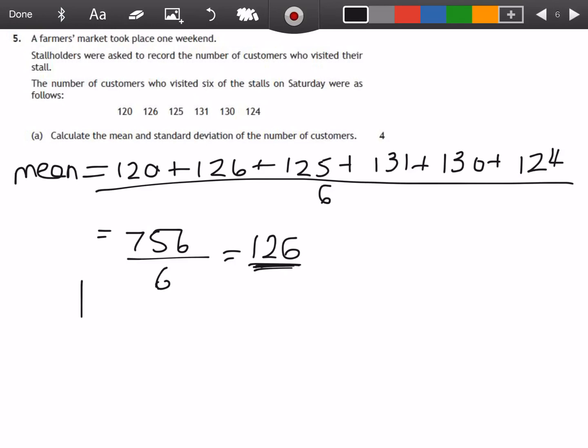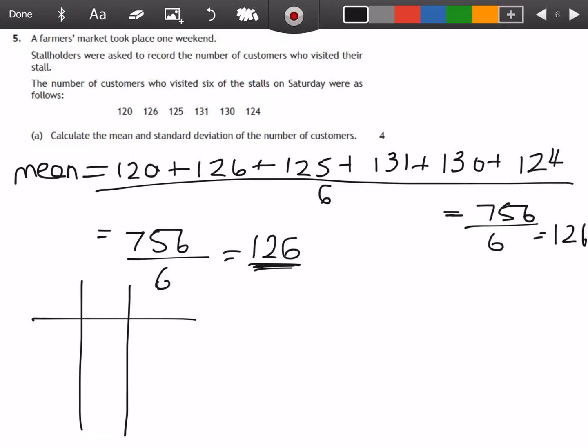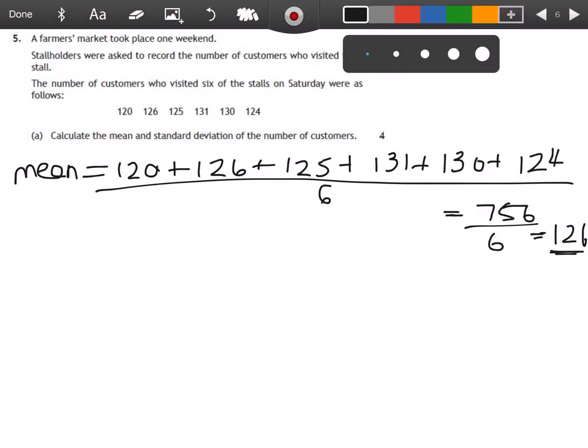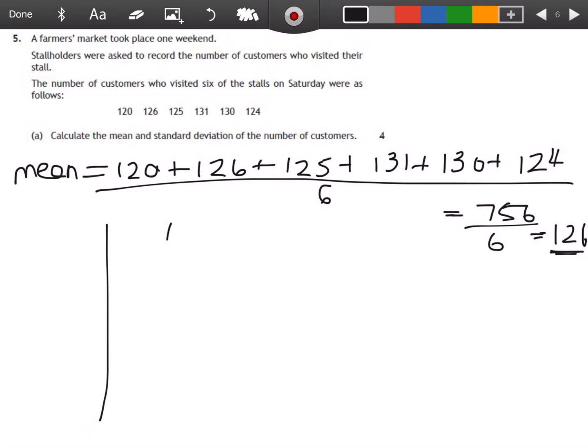This is where we need to set up a table. Well, I'm going to fit it in here. I'm going to move that over a wee bit. 756 divided by 6 equals 126. Just to give myself a wee bit of room. There we go, it's much better. Right, so we're going to set up the 3 columns in the table. The numbers that we were given are down the left hand side.